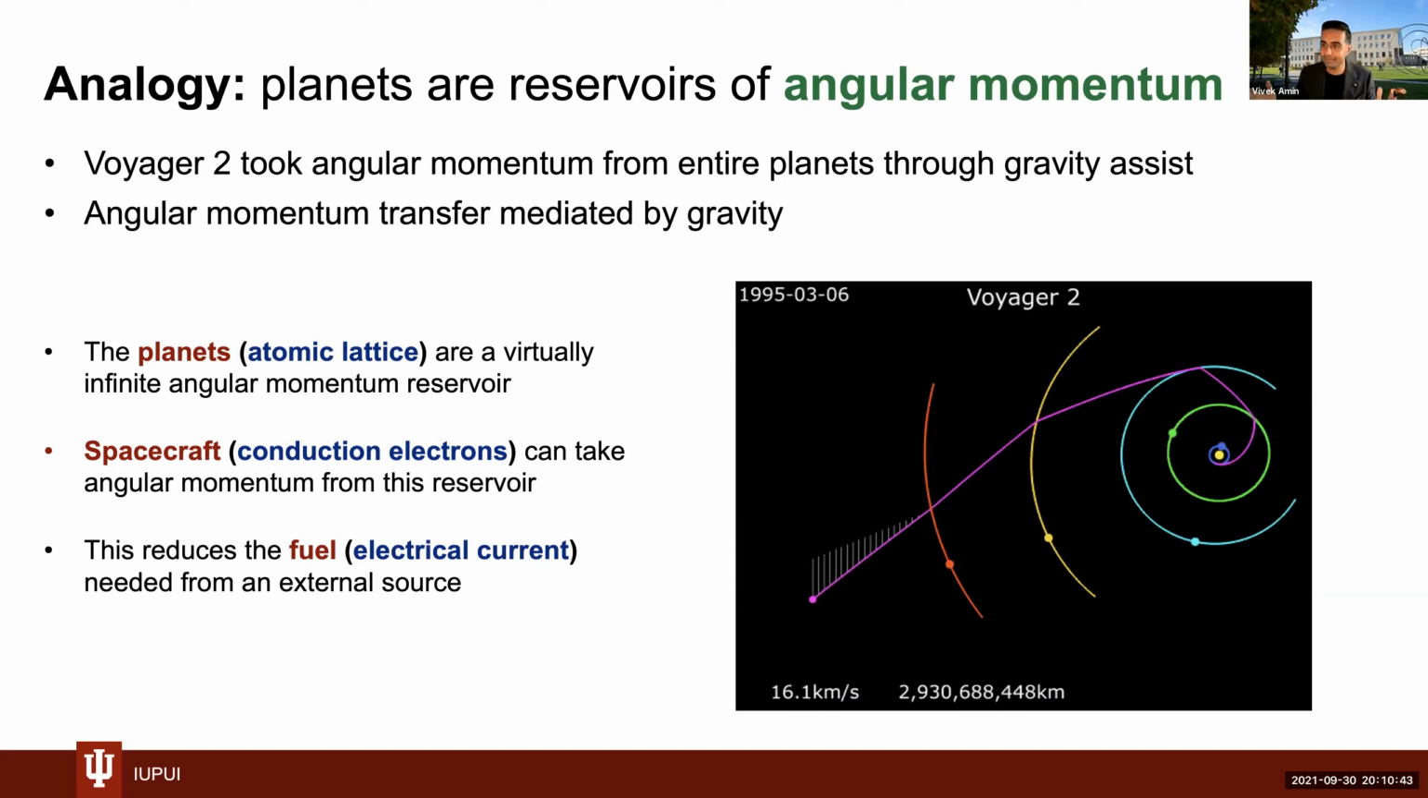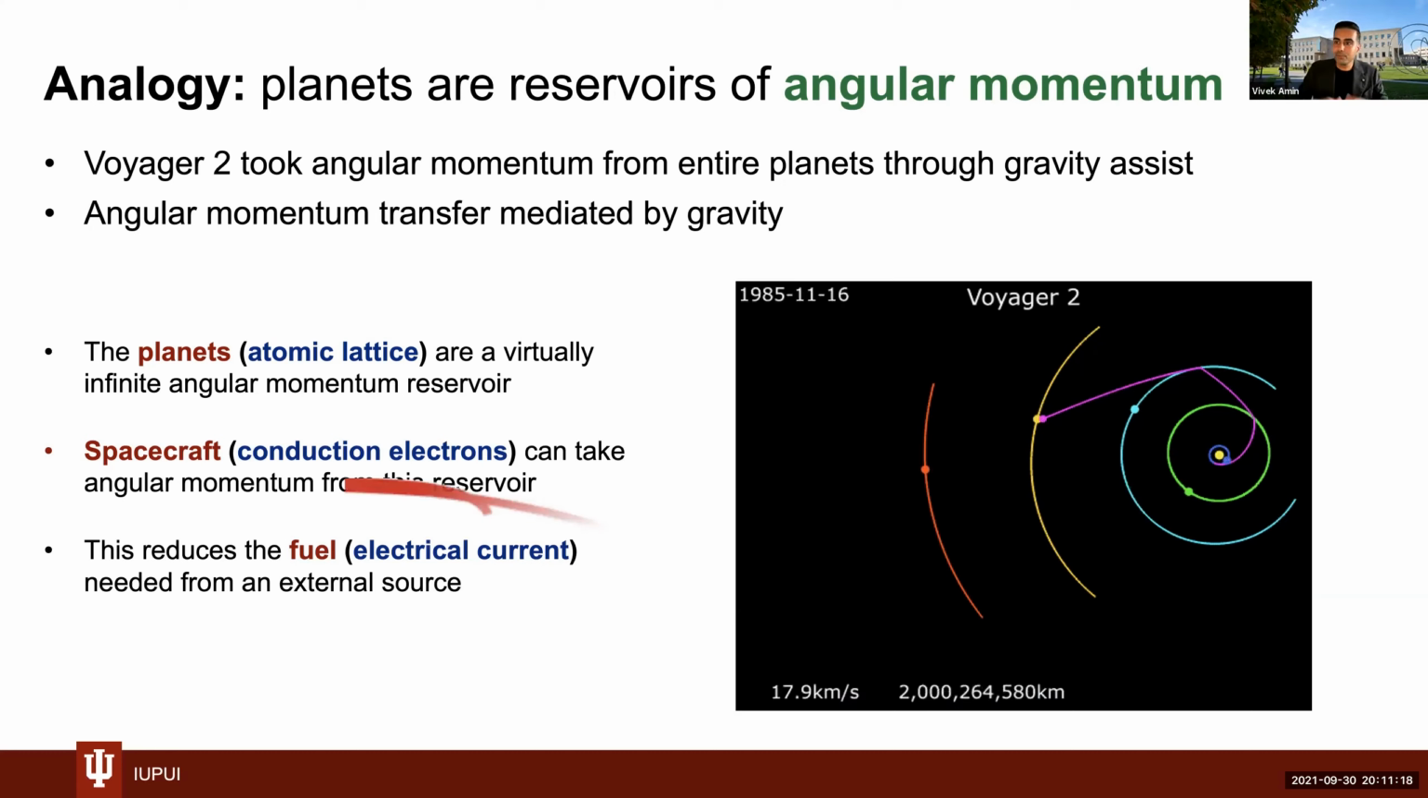But because the planet has so much angular momentum, it's a reservoir of angular momentum. The planet doesn't miss it. Nothing has changed for the planet, but with Voyager 2, there's a huge course correction. What we're trying to do in spin-orbit torque is exactly like this. Instead of planets, we have these crystals, this atomic lattice, which is a virtually infinite reservoir of angular momentum. And the conduction electrons are kind of like our spacecraft. They can take angular momentum from that reservoir. For our purposes, this reduces the electrical current needed from an external source, because we're just taking it from the device literally itself.